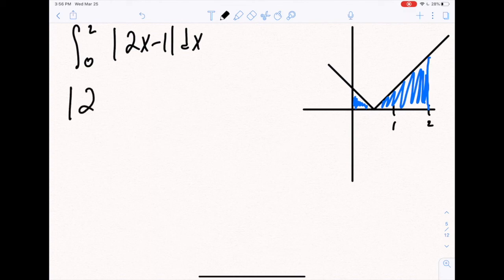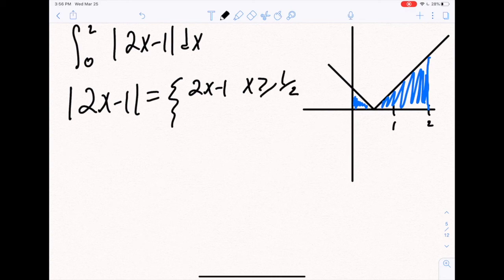So the absolute value of 2x minus 1 is equal to 2x minus 1 if x is greater than or equal to 1/2, and negative 2x minus 1 if x is less than 1/2. Okay, remember that's because if x is smaller than 1/2, 2x minus 1 would be less than 0, and so we multiply by negative 1 to make it positive, because the absolute value is always positive.